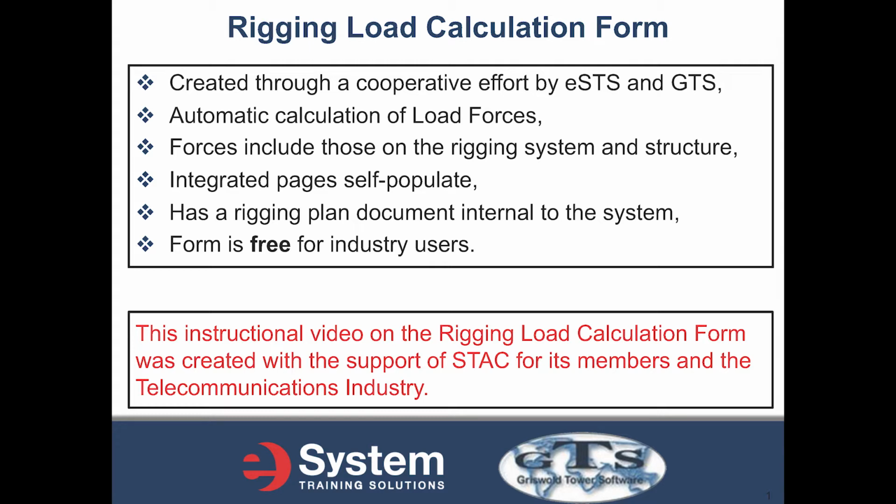The rigging load calculation form was created through a cooperative effort by E-System Training Solutions and Griswold Tower Software. The form provides automatic calculation of the load forces. These forces include those on the rigging system and on the structure itself. The integrated pages self-populate. It has an integral rigging plan document built right into the system, and the form is free for all industry users.